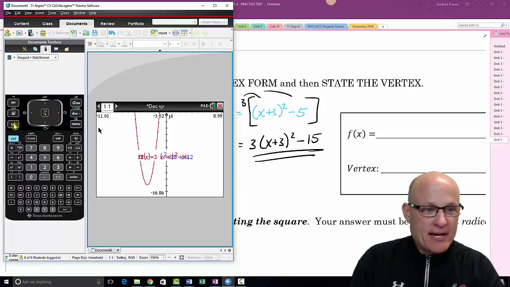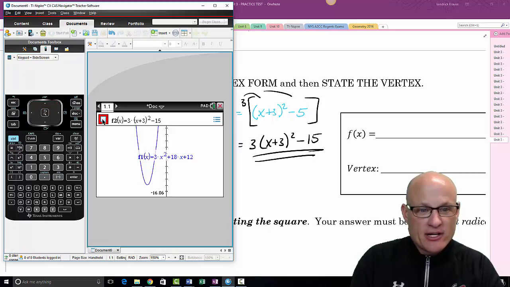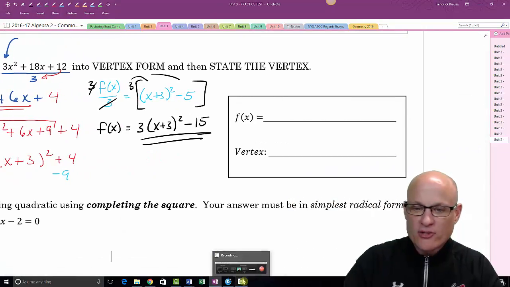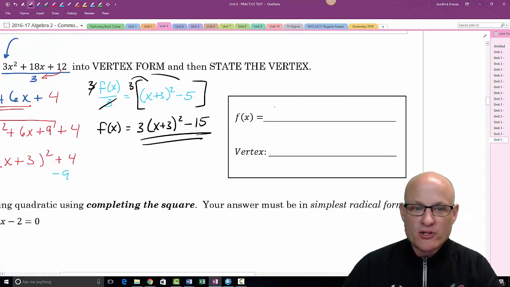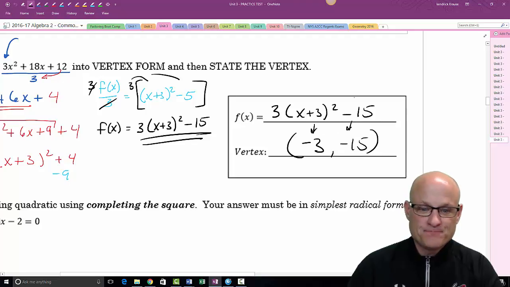And again, if you want, hit the tab button, hit the up arrow, and just keep clicking on this. There it is, on, off, on, off. See, it's the same thing. So I know I got it right. I'm 100% sure I'm right. So I come over here and I say, okay, my answer is 3 times (x plus 3) squared minus 15. And my vertex is negative 3, negative 15. Notice opposite sign, same sign.